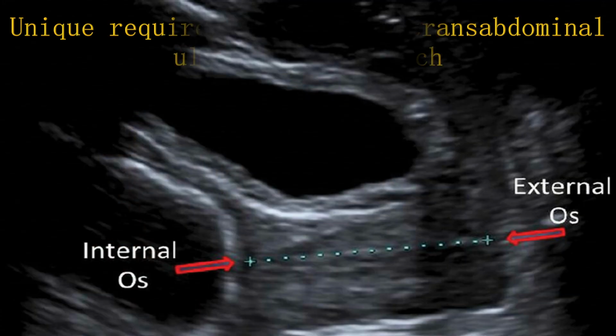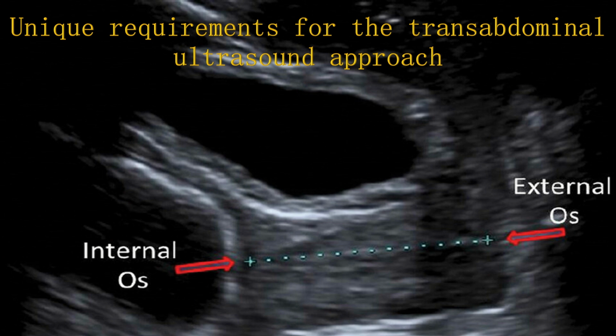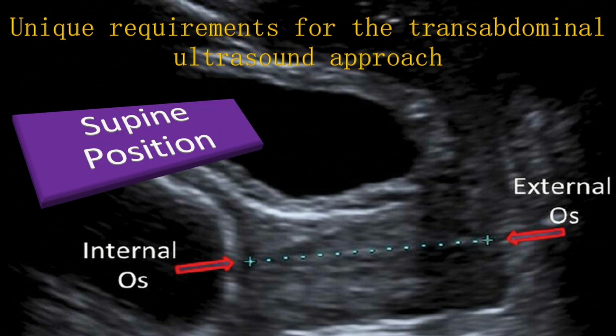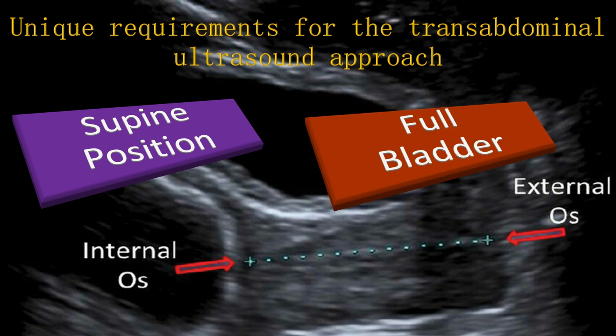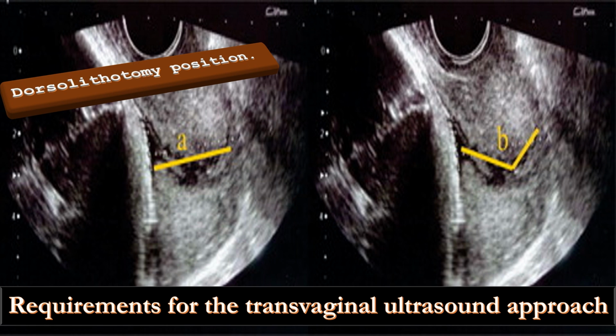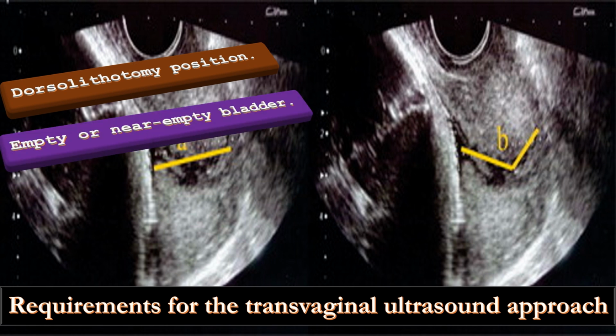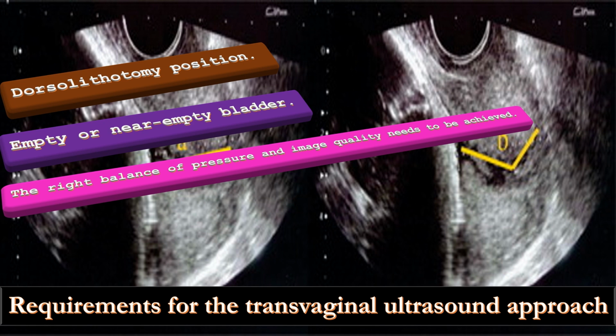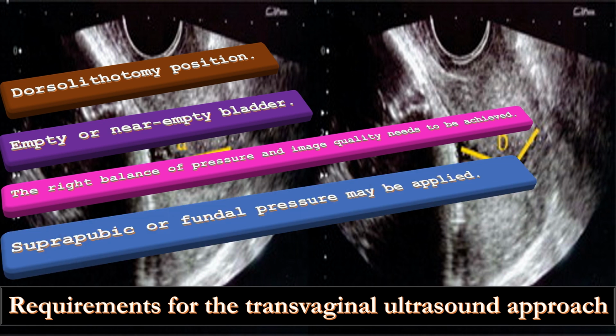The unique requirements for TAS approach include, first of all, ensure that the patient is in supine position with as close to 0 degree as possible. Secondly, a full bladder is not usually required, but some urine in the bladder may optimize the chance of acquiring an adequate image. The requirements for TVS include dorsolithotomy position, empty or near empty bladder. The right balance of pressure and image quality needs to be achieved, and suprapubic or fundal pressure may be applied.